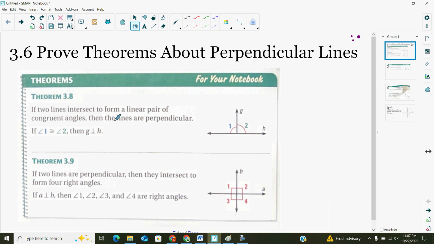Up to you if you want to write these down or refer to them in your textbook. They are all in your book. You don't need to know the names of these. Theorem 3.8. So this is just saying it's the 8th theorem in chapter 3 here. It says if two lines intersect to form a linear pair of congruent angles, then the lines are perpendicular.